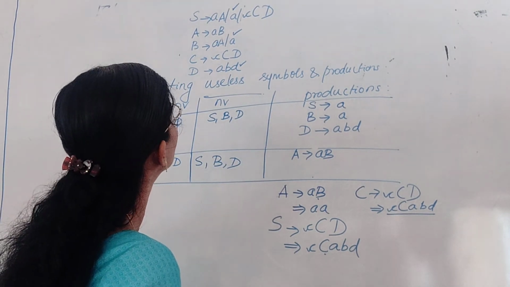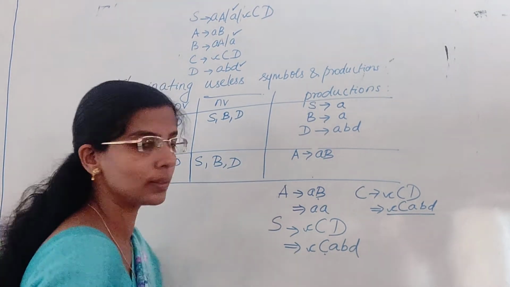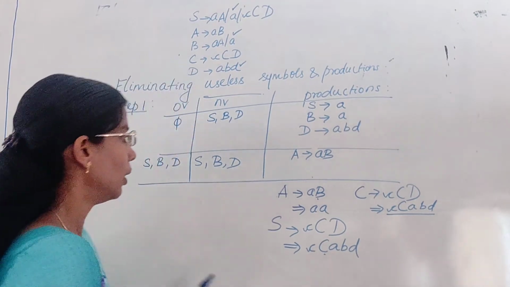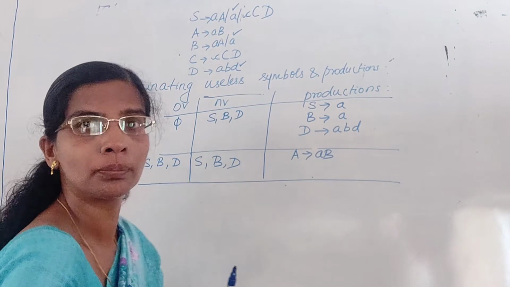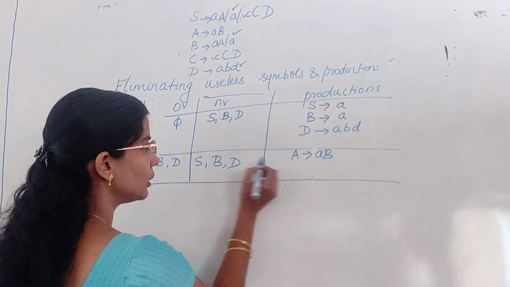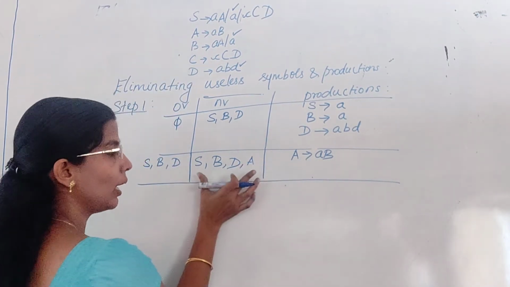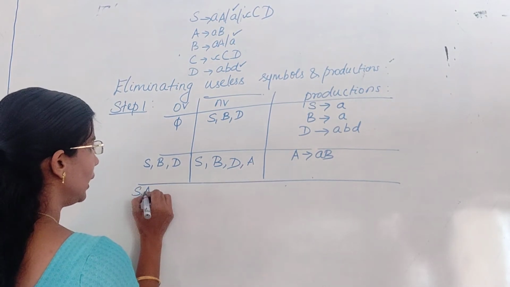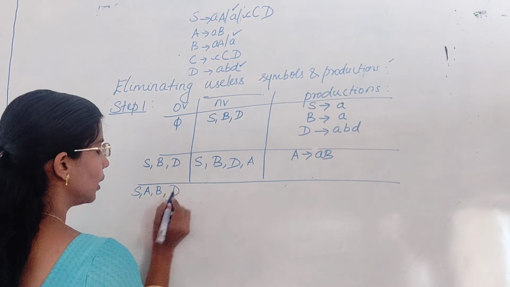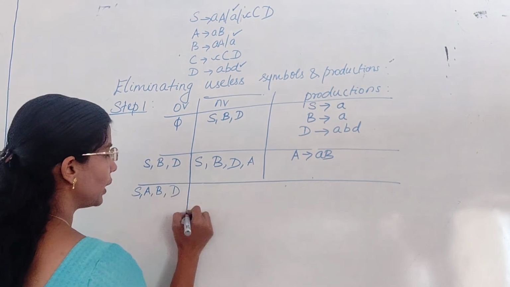So that's it. Now what am I going to do? I am going to include this variable here, and copy this new variable to old variable: S, A, B, D. Copy from old variable to new variable.